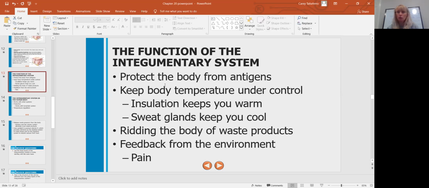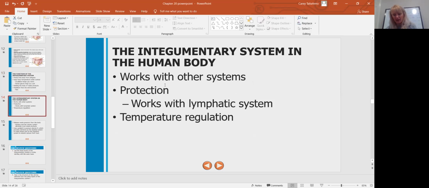That's good. Number 2, it keeps your body temperature under control. The insulation keeps you warm. That subcutaneous layer, that fatty layer, helps keep you warm. And then the sweat glands release sweat. Evaporative cooling on the surface of your skin helps keep you cool. You also release toxins and cellular waste through the skin. And it tells you if something hurts, if something's hot, if something's too cold. That information gives you feedback and says, stop doing that. Stop touching that. Don't hammer your finger anymore. That was a mistake. Don't do it again.